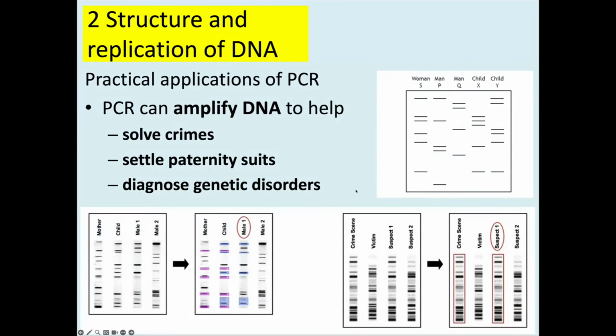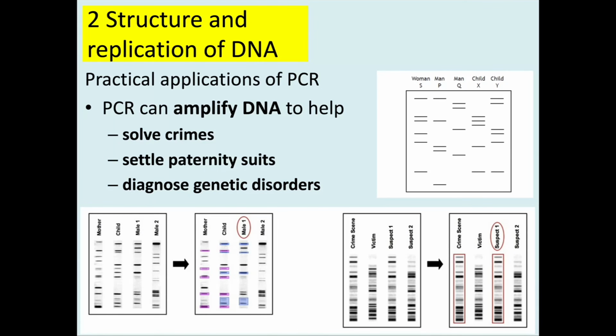Now, the last thing on this topic talks about the practical applications of PCR. Now, I mentioned one right at the start there where I was talking about them finding a fragment of DNA at a crime scene and being able to amplify it. So obviously solving crimes is one of the main uses of PCR, but it can also be used in other ways, like, for example, settling paternity suits. If we do not know who the father of a child is and they want to genetically test so that they can ensure they know who it is, then they would use PCR to help them with this. To diagnose genetic disorders as well, PCR is also used in that process.